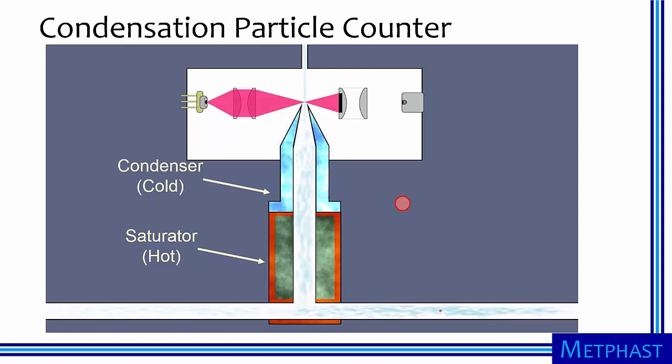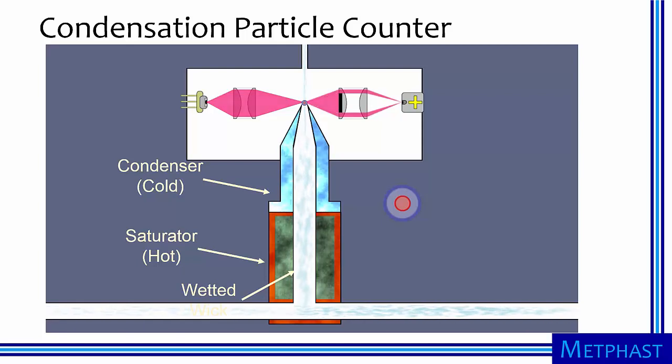entering the inlet. It stays the same size as it passes through the saturator, but the air becomes saturated with a working fluid, usually water or alcohol, that comes from a wetted wick within the saturator. This working fluid then condenses onto the particle, causing it to grow as it moves through the condenser. These particles are then easily counted in the optics region.